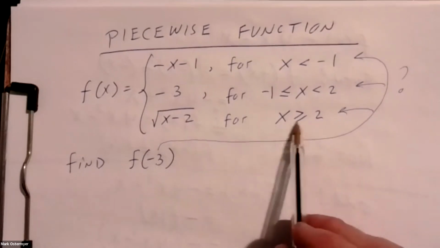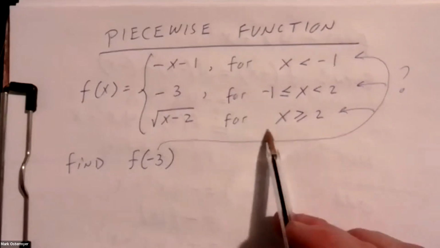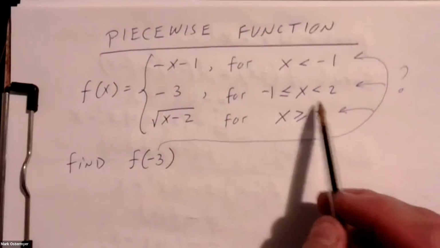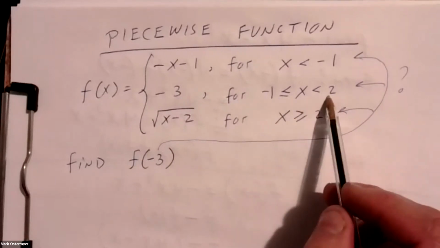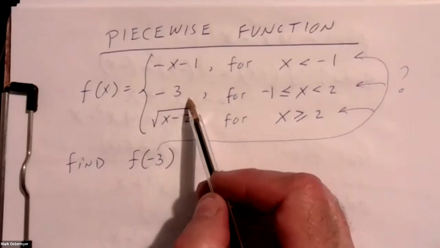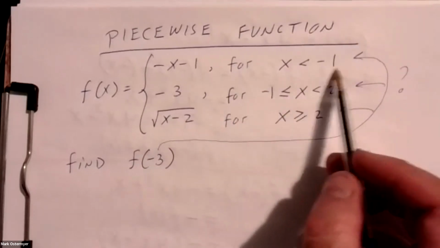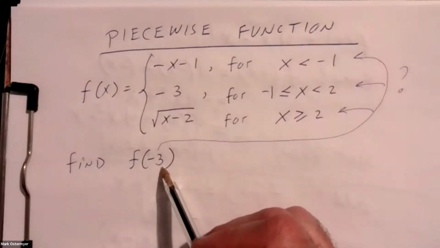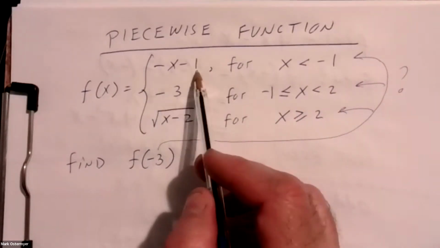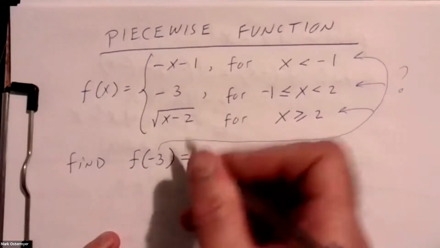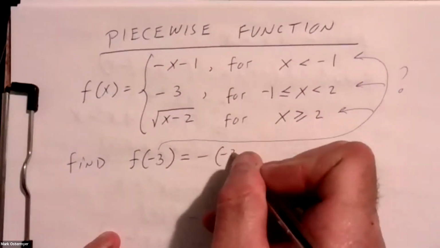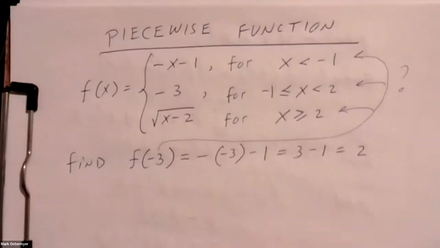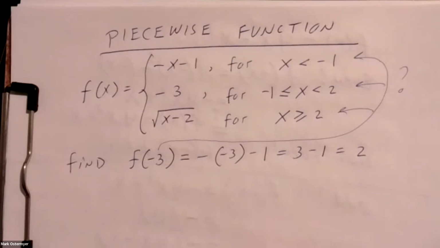Is -3 greater than or equal to 2? No, we don't use this definition. Is -3 between -1 and 2? No, so we don't use the second definition. Is -3 less than -1? Yep. And so therefore, to evaluate the function at -3, we must use this linear definition. So f of -3 is going to be the opposite of -3 minus 1, which is to say 3 minus 1, which is 2. That's what f of -3 would be, 2.